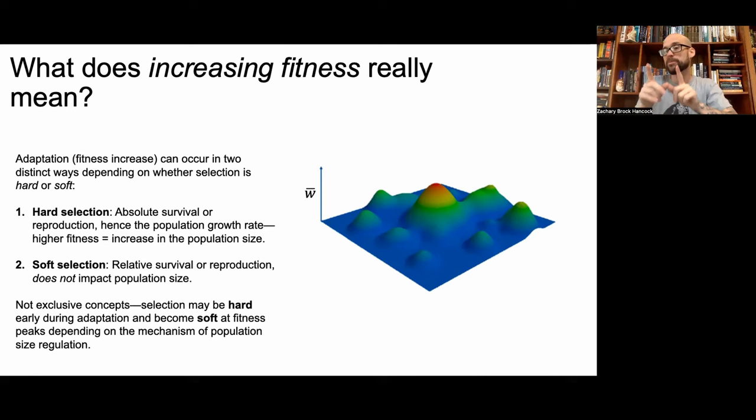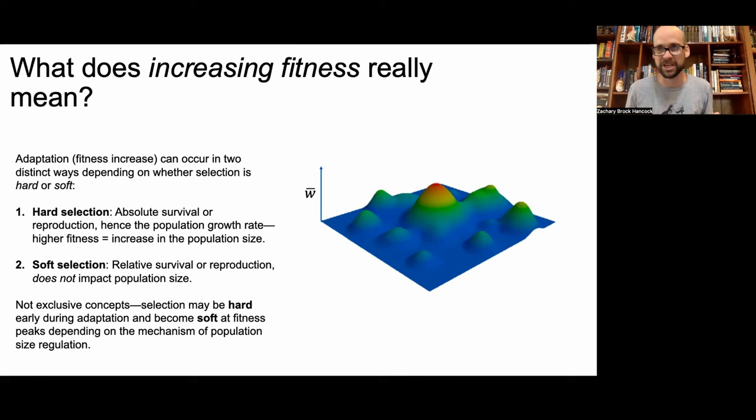So selection may be hard during the early parts of adaptation. So as the population is climbing that peak, selection may be acting on growth rates, and the population is growing in size. But once it reaches that peak, selection can shift to become soft because it may be depending on relative competitive interactions between individuals based on whatever the population size regulation mechanism is. And again, I'm going to make that explicit in just a moment.